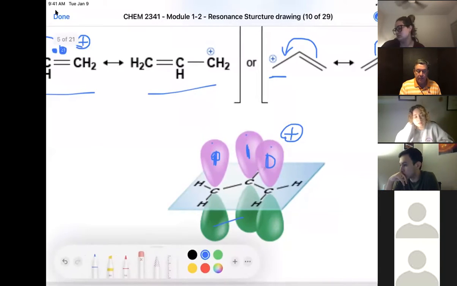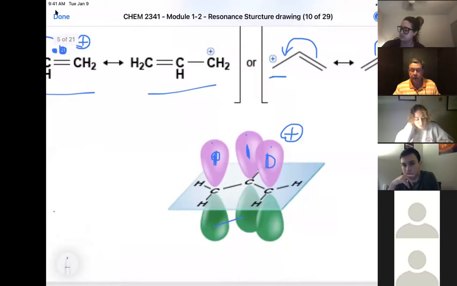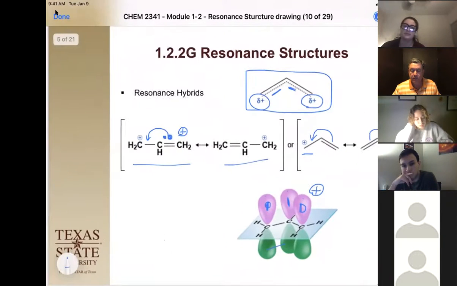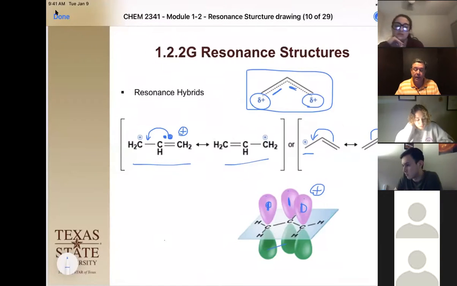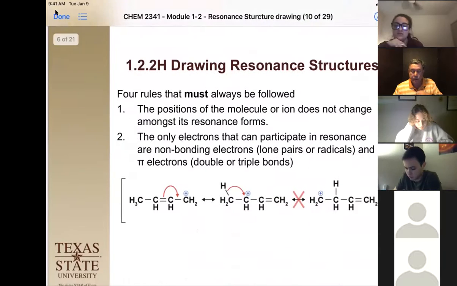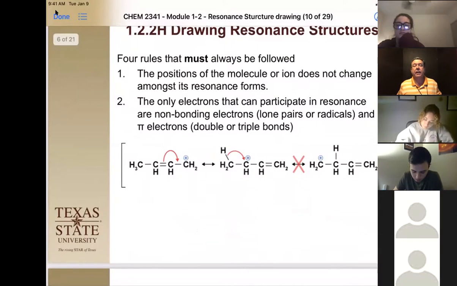Now, this type of resonance structure with this positive charge on it is going to be valuable because we'll be able to see things that react differently than we think they're going to do, but they react that way because of these resonance structures. Okay, so let's go ahead and do 4 rules for drawing resonance structures.